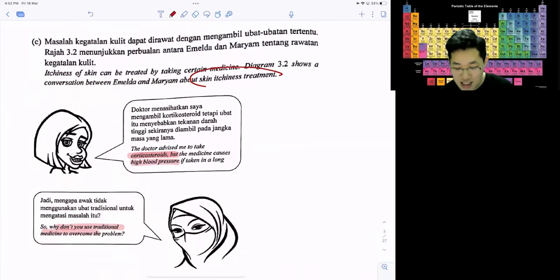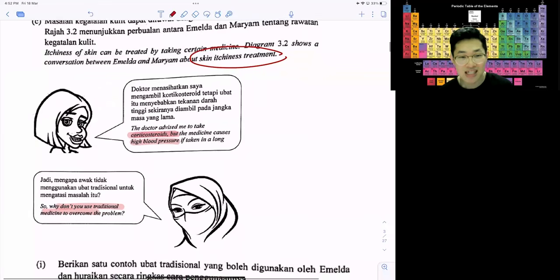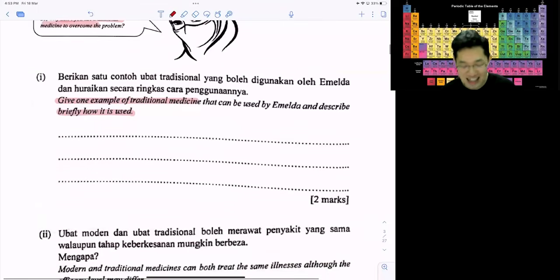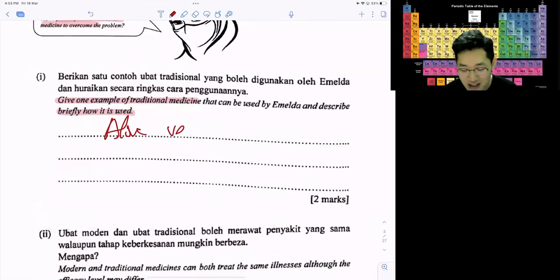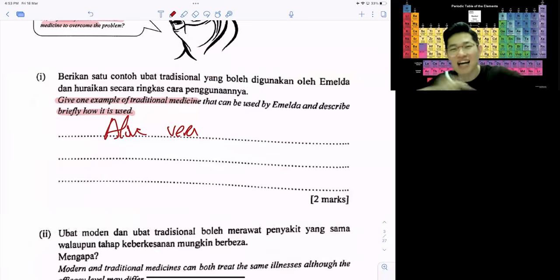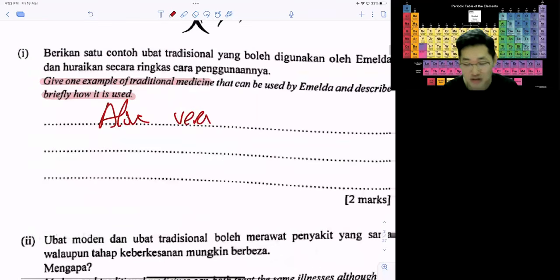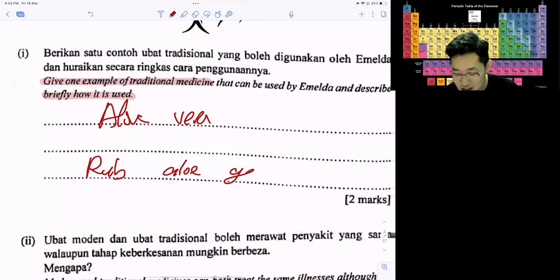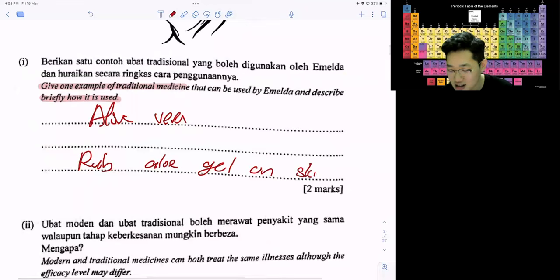Okay, wait, about skin itchiness treatment. Skin itchiness. Ginseng cannot. Apply externally, yes. Aloe vera. Okay, aloe vera. How to use aloe vera? Your skin is very itchy. How do you use the aloe vera? Cut it. Okay, I don't have to be so detailed. You don't have to tell me first we cut it and then we wash. No need. You just rub. Yes, just rub the transparent thing, which is called gel. Yes, you rub the aloe vera gel on the skin. That's all.